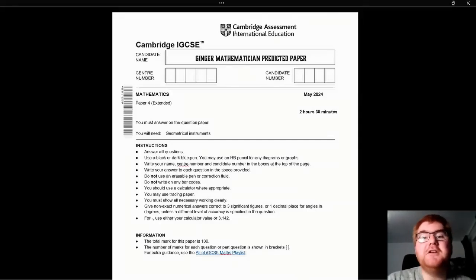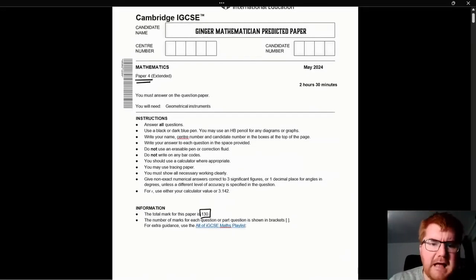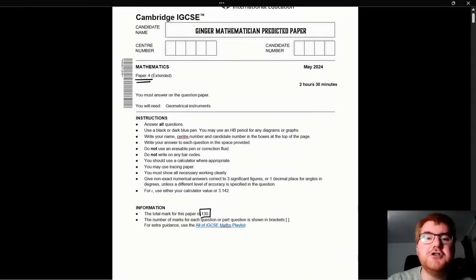So today I'm going to go through my predicted paper for paper 4. This is the 2 hour and 30 minutes paper, and this is suitable for February 2024 and May 2024 as well. Again, the total mark for this paper is out of 130, so slightly bigger than the paper 2. And again, if you need any extra guidance, you can always use my all of IGCSE Maths playlist. Again, I'll link that in the description as well. And all the standard instructions are right in front of you here as well.